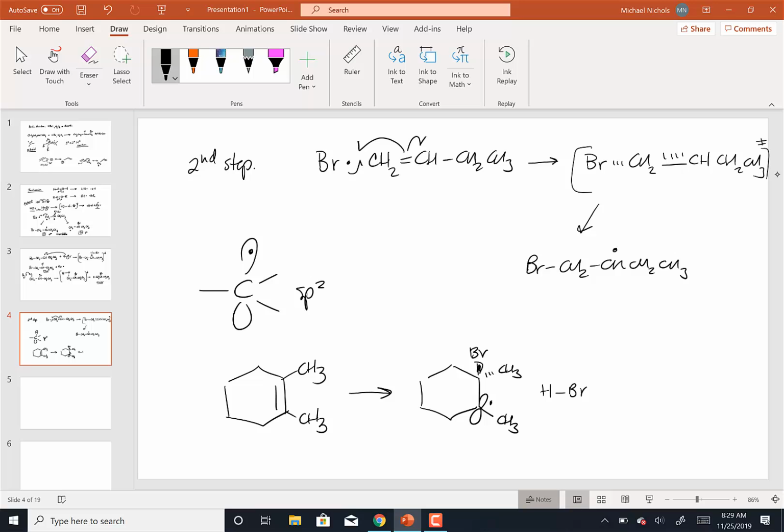When it goes to react with HBr, is the top lobe or the bottom lobe going to be the one that gets the H? So is the H going to add to the top lobe, bottom lobe, or 50-50?